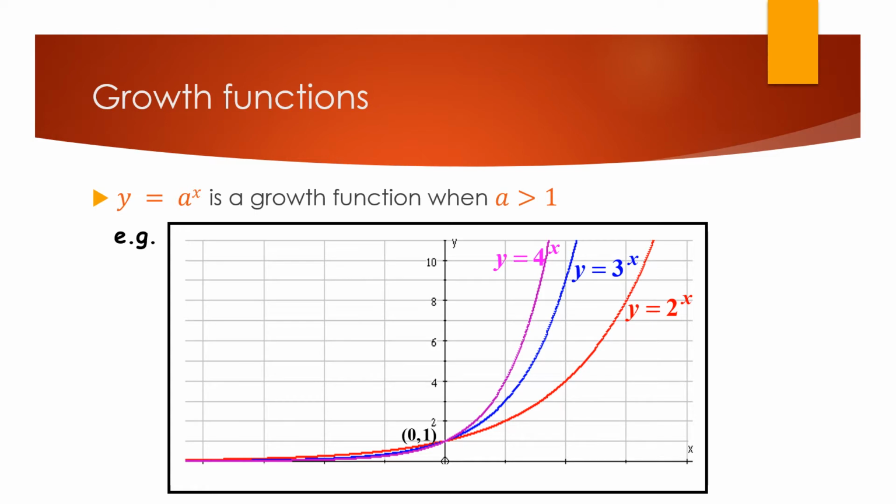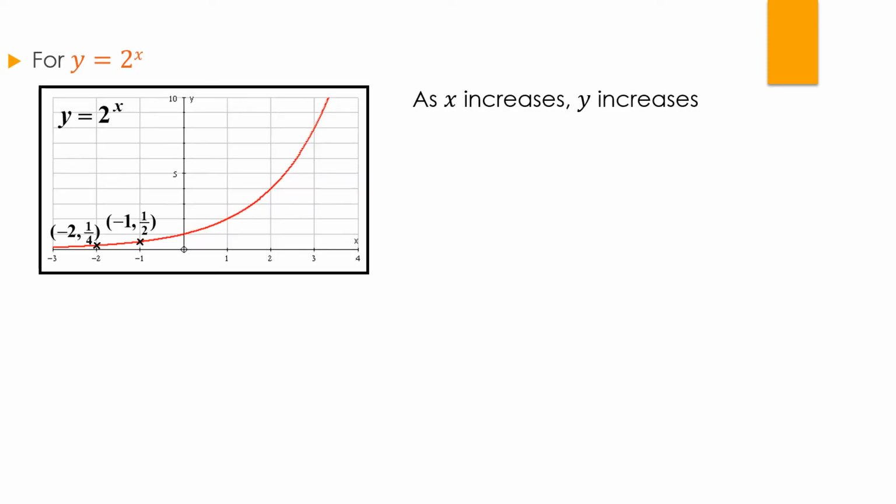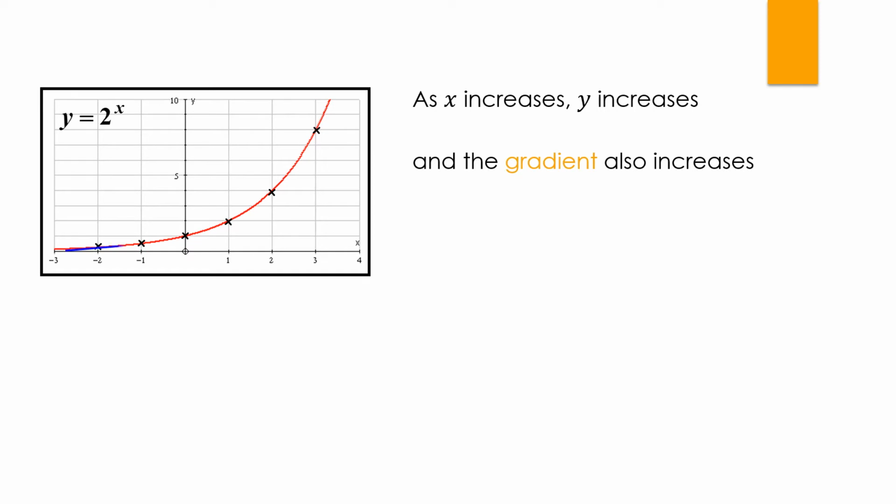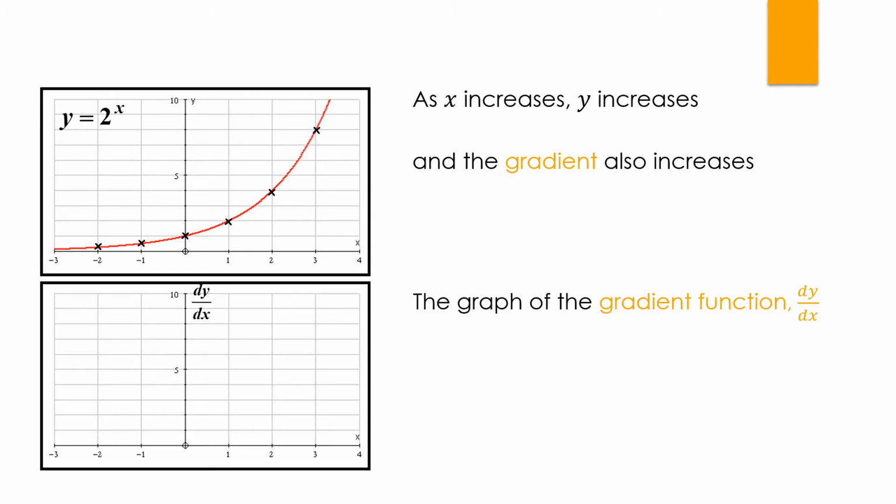So let's investigate the gradient for the function y equals a to the power of x by considering y equals 2 to the power of x. So firstly, we can see that as x increases, the image y also increases. And the gradient also increases as x gets larger. You can see the gradient gets steeper along our y equals 2 to the power of x curve.